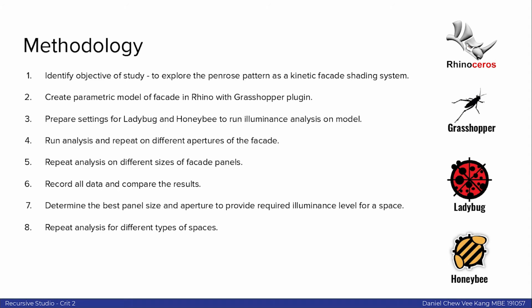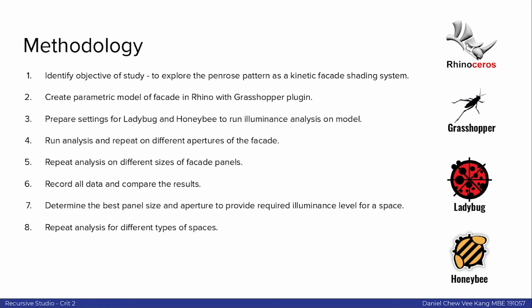For the methodology, firstly, I will identify the objective of the study, which is to explore the Penrose pattern as a kinetic facade shading system. Then, I will create a parametric model of the facade in Rhino with Grasshopper plugin. Next, I will prepare the settings for Ladybug and Honeybee to run illuminance analysis on the model. I will then run analysis and repeat on different apertures of the facade.